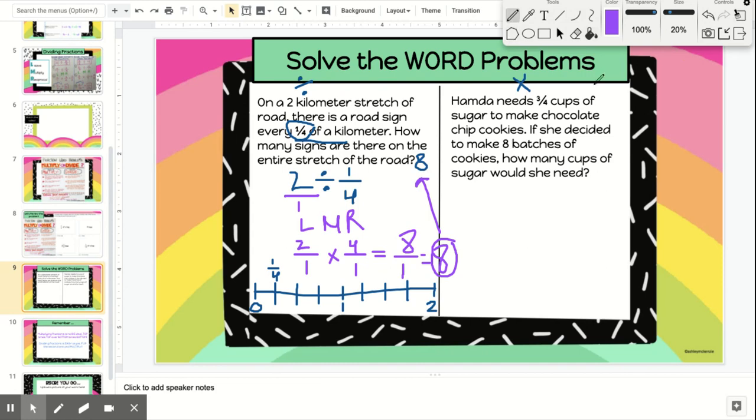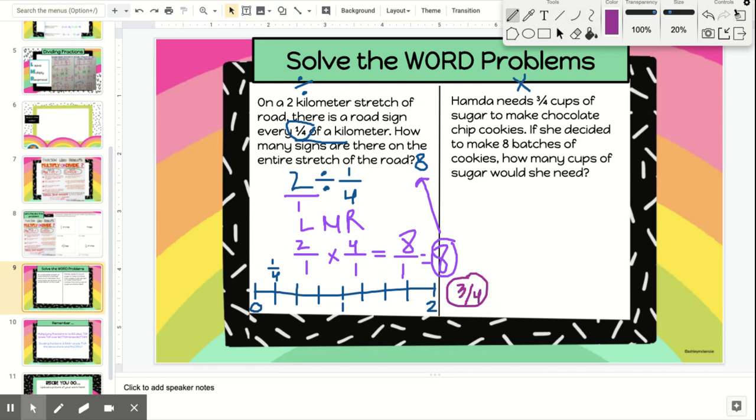Hamda needs 3/4 cups of sugar to make chocolate chip cookies. If she decided to make 8 batches of cookies, how many cups of sugar would she need? Okay, well, if we break this down, we know that one batch, so here's my one batch of cookies that Hamda is making. I know that that batch needs 3/4 cups of sugar.